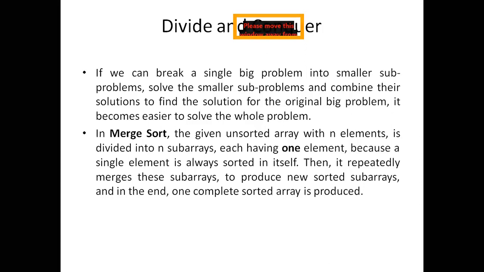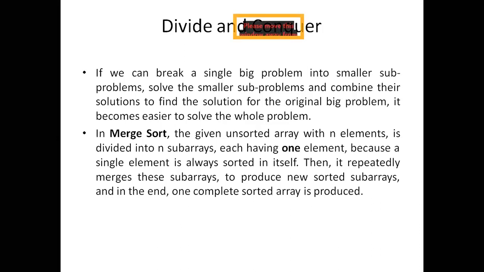That's why they said the given unsorted array with n elements, if you have 10 elements, is divided into 10 subarrays. At last, you will get 10 subarrays, each having only one element, because a single element is always sorted in itself. So that we can easily do.